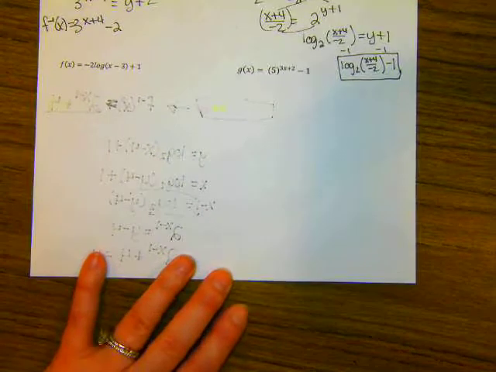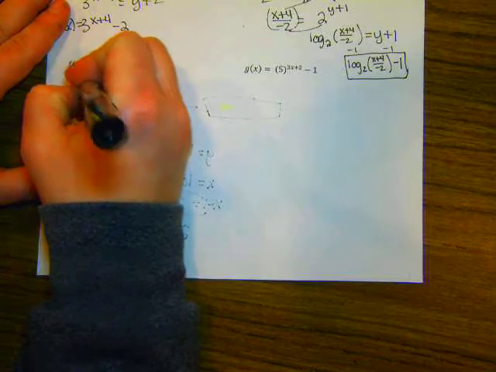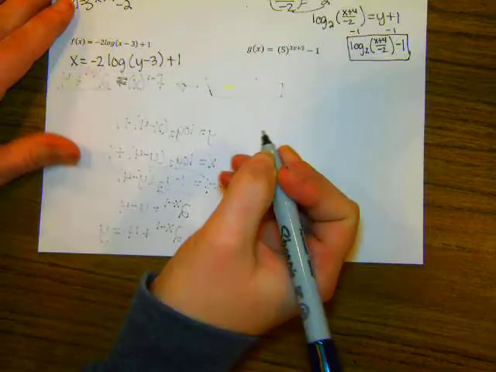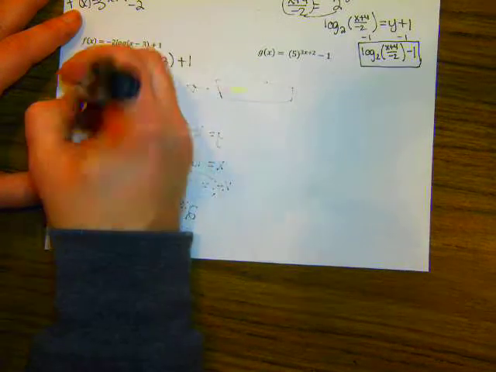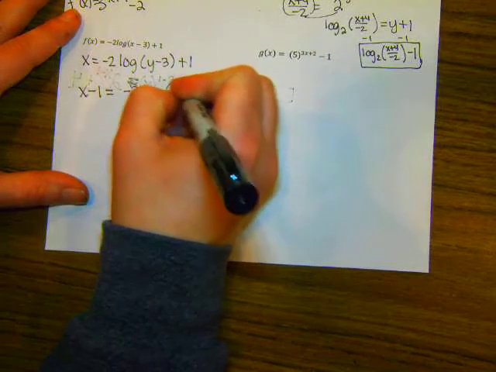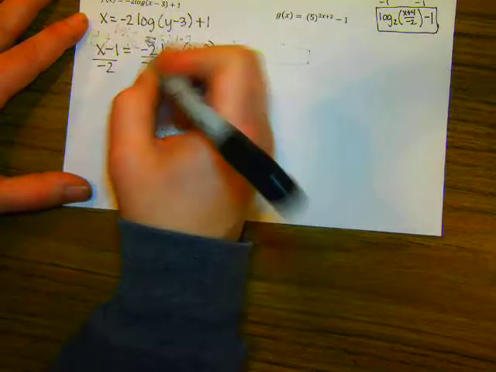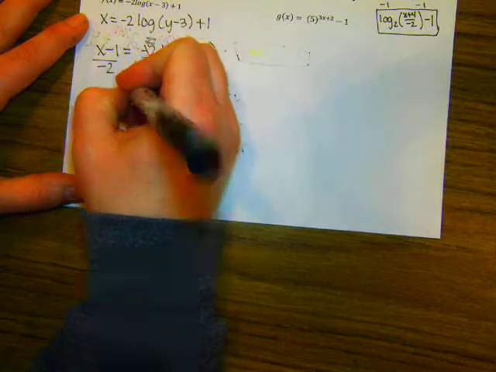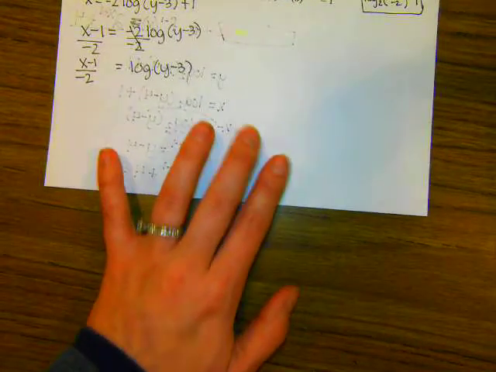Let's take a look here. This one, same thing, switch the x and the y first. Now you have to do 2 things, so you have to get the log by itself. So I'm going to subtract 1 because the opposite of adding it. Then I'm going to divide by -2. You need to get that log by itself before doing anything else. Again, I know it looks strange, but you can leave it as x minus 1 over -2.